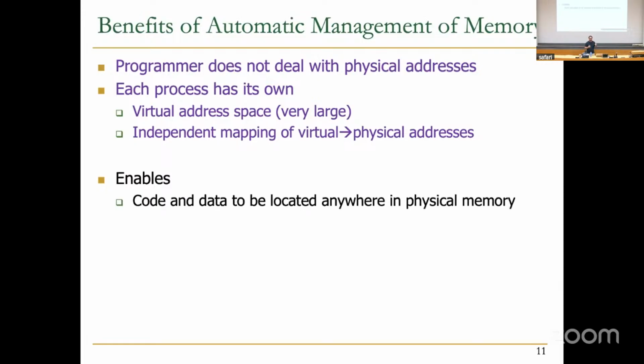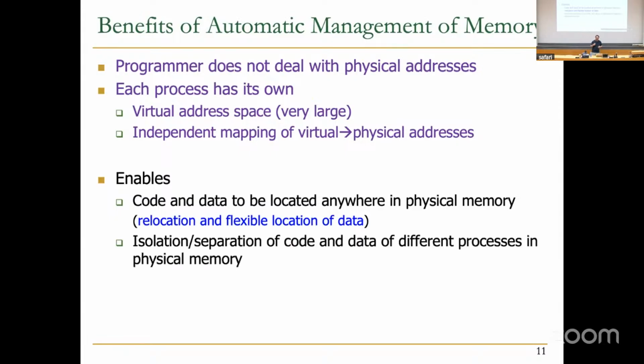And this enables, first, code and data to be located anywhere in the physical memory. Given this, we can relocate and flexibly locate our data. Imagine if you would write your program and only place the data in a specific physical location, then you would not be able to relocate the data from one place to another. Second, we can isolate and separate code and data of different processes in physical memory. Imagine you want to share your computer with a friend, and you both want to write your programs. Then you need a consensus about who is going to use the physical resources. However, with virtual memory, you don't need this consensus. The system does it for you.